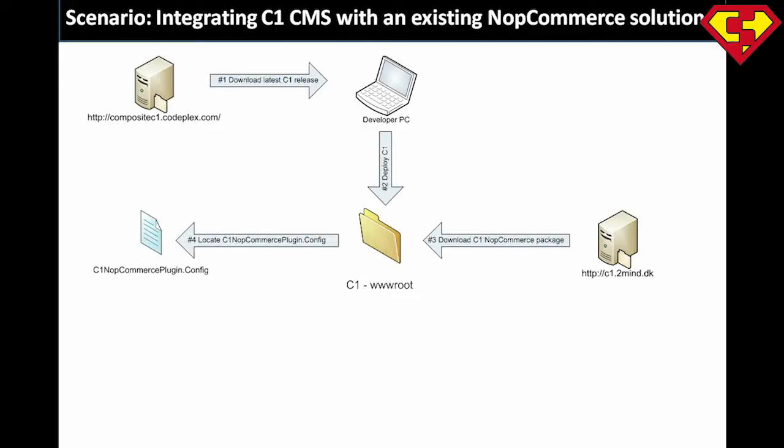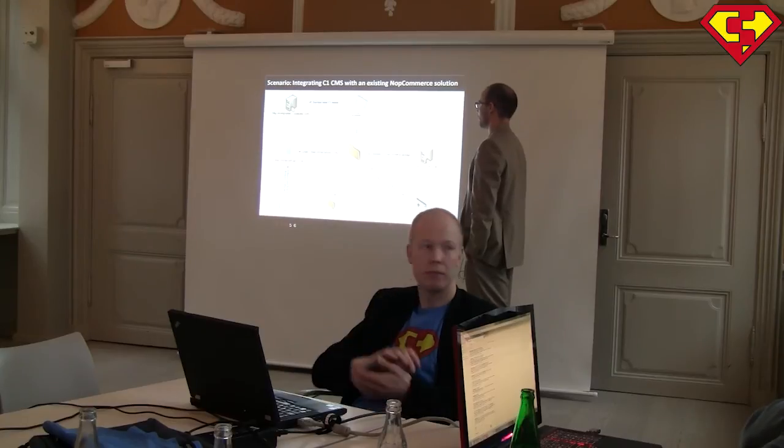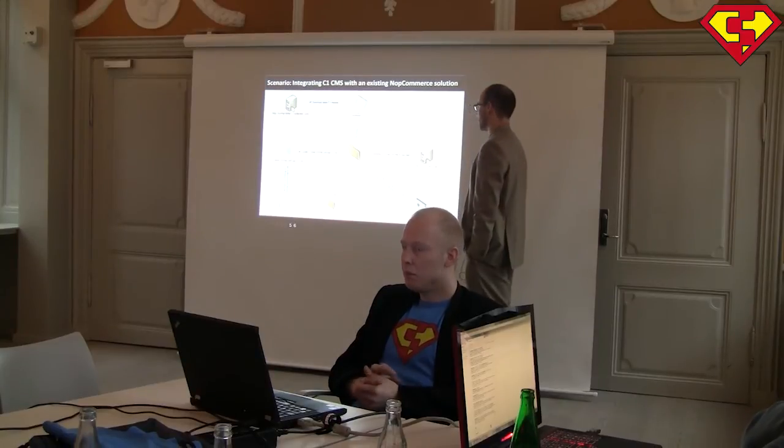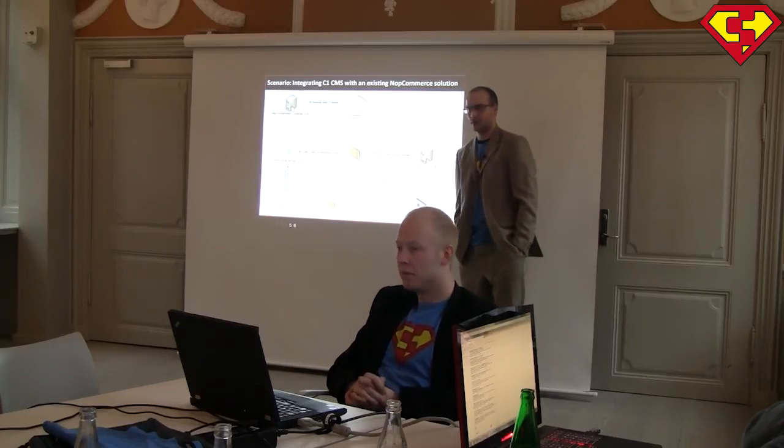And then step four is you go and find what I've decided to call the nopCommerce plugin.things.txt file that you saw. Then you redirect it to whatever database you need, and you more or less X copy your existing nopCommerce directory into your C1 directory, and then next step, you boot up the console, which starts the Composite process, and you're up and running. So this is pretty much what it would take for you to extend a nopCommerce installation with a CMS system, and that can be done in like 10, 15 minutes, depending on how fast you are.